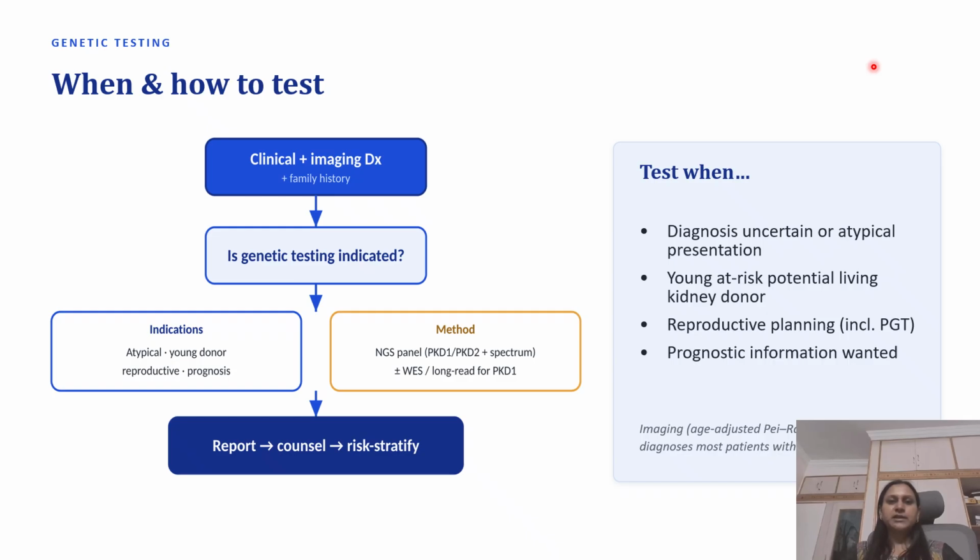How to approach testing in practice? Imaging with age-adjusted Pei-Ravine criteria still diagnoses most patients without any genetics. Reserve molecular testing for defined situations, that is, atypical or uncertain presentations, a young at-risk person being considered as a living donor, reproductive planning, or when you specifically need prognostic information. Method-wise, an NGS panel covering PKD1, PKD2 and the spectrum genes is the first line, with exome or long-read sequencing when the panel is uninformative and suspicion remains high. Then report, counsel and restratify.